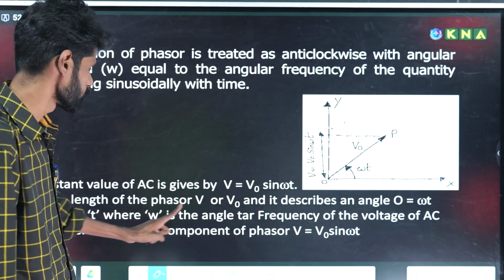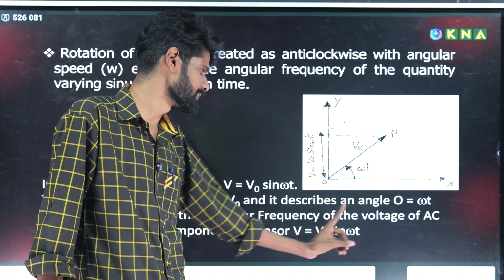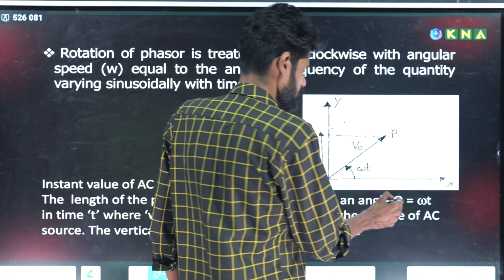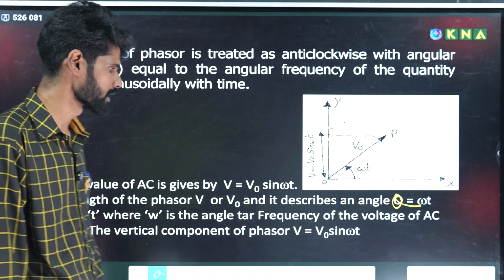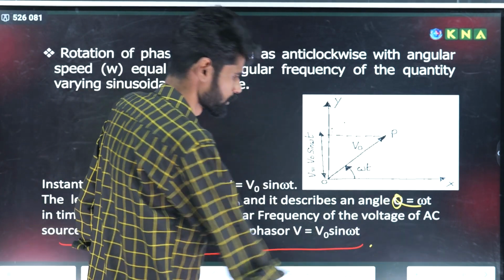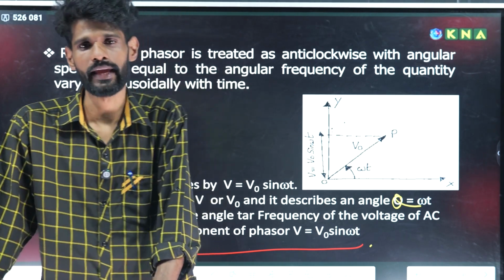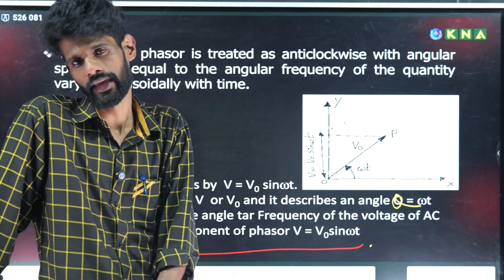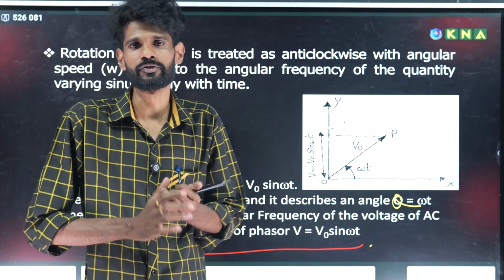So the length of the phasor is V naught, and it describes an angle theta equal to omega t in time t, where omega is the angular frequency of the AC voltage. So the vertical component of phasor V is equal to V naught sin omega t. Okay, so that is the phasor diagram. A phasor is a rotating vector that varies sinusoidally with time.